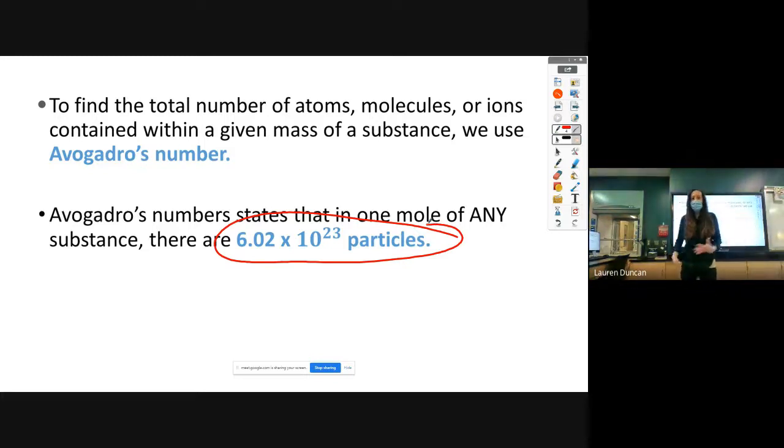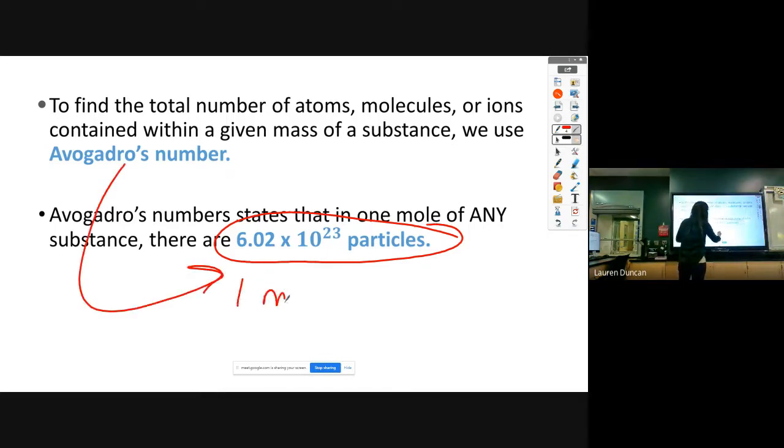Now, Avogadro, his name may seem familiar. He is a scientist we talked about earlier in the year. He did experiments with gases. He's the one that said if you have equal volumes of a gas at the same pressure and temperature, they would contain the same number of molecules. He also came up with the whole concept of a mole, that 1 mole of anything is equal to this many particles of that thing. All right, so a mole, a certain number of particles, and it's always 6.02 times 10 to the 23rd.